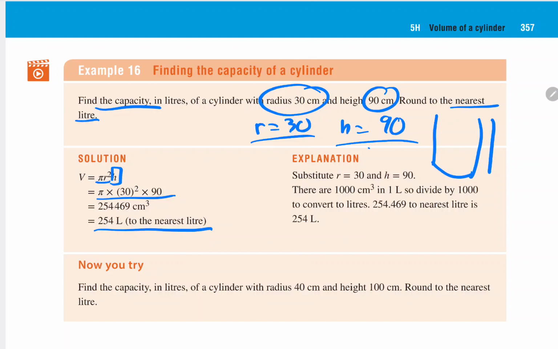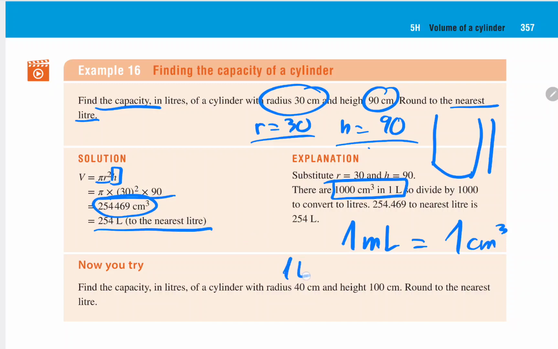Alright? And you have to convert from centimeters cubed to liters. How do we do that? Well, there are 1000 centimeters cubed in 1 liter. This is something you just have to remember. The easiest way to remember is that 1 milliliter is 1 centimeter cubed. Just think that. So note that 1 liter is 1000 milliliters, and that's why it's also 1000 centimeters cubed.